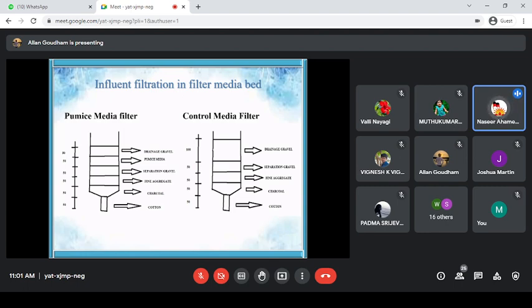In the other case, we use the control media filter. It has the same 50 mm of cotton, 50 mm of charcoal, 50 mm of fine aggregate, and separation gravel, and drainage gravel of 100 mm. We replaced 50 mm of the drainage gravel with pumice media in the pumice filter.